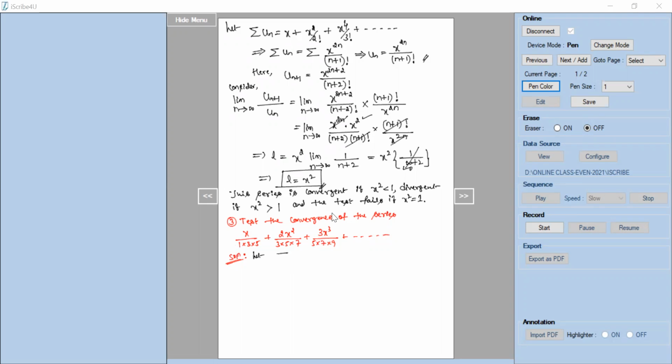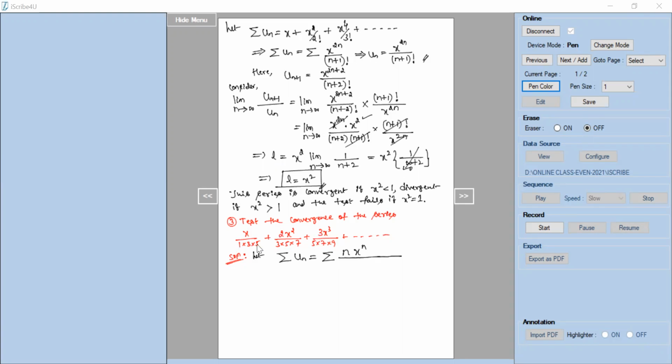So let sigma un. Here straight away I'll write the nth term of the series. You can see 1 into x, 2x square, 3x cube, next 4, something like this, so the numerator becomes n into x power n, divided by the denominator. The denominator is most important here.